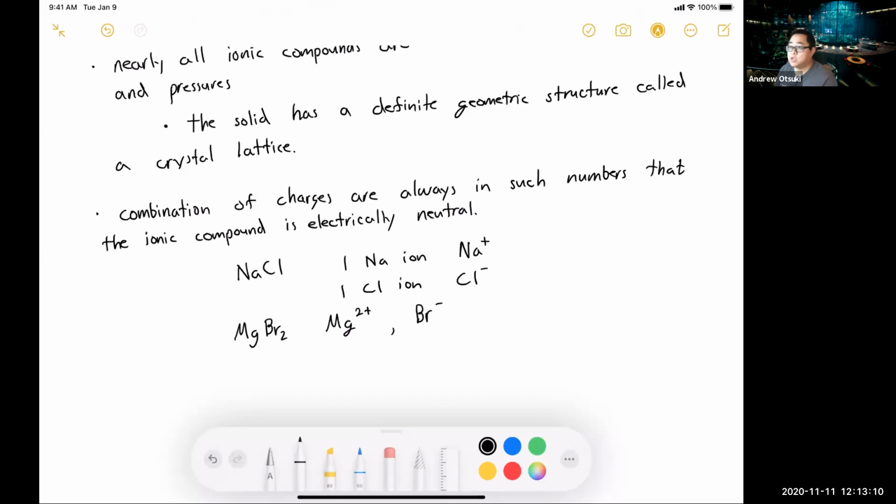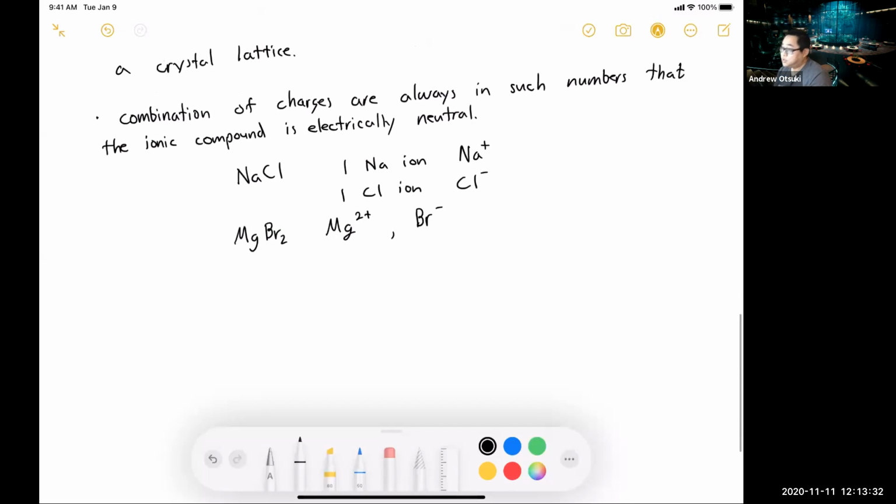And so this is how its structure is arranged in the crystal lattice: 1 magnesium coordinated or bonded, or kind of in the vicinity of, 2 bromine atoms to form that crystal lattice structure, or that geometric structure in the solid. Okay, so that is the combination of charges.